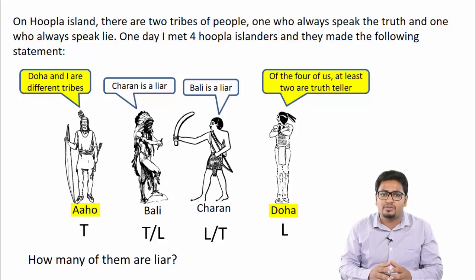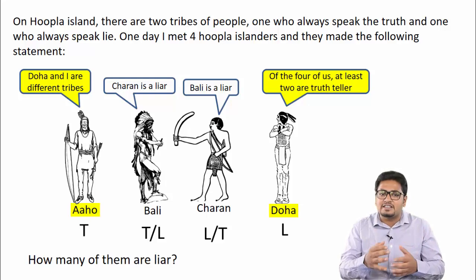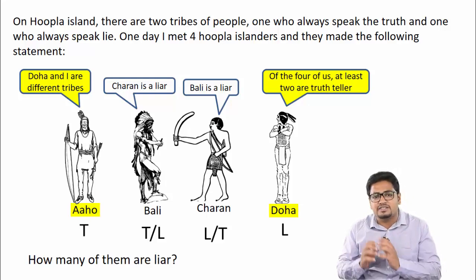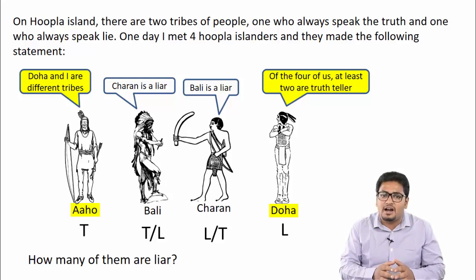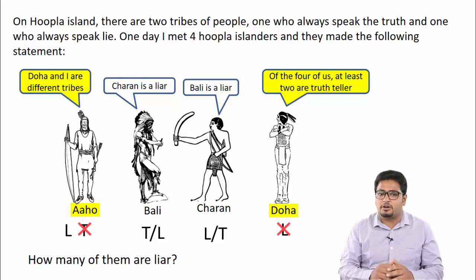This contradicts the statement given by Aho. Also, it contradicts our assumption of taking Aho as the truth teller. This means Aho is also a liar. So we got two liars till now.